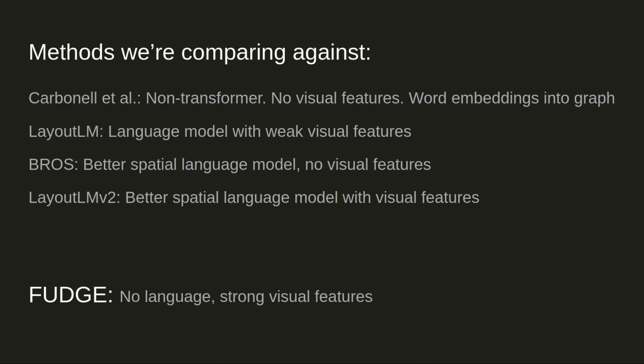Layout LM, a BERT-based model, incorporates some spatial features and weak visual features. BROS is another BERT-based model, building off of Layout LM. It uses no visual features, but instead incorporates better use of the spatial information. And Layout LM version 2, as we talked about before, incorporates the spatial features in a better way than the original version, and also includes better visual features. Unfortunately, neither ViBERTgrid nor TILT evaluated on FUDGE. In comparison to these other models, FUDGE is a model which uses no language information but does incorporate visual features.